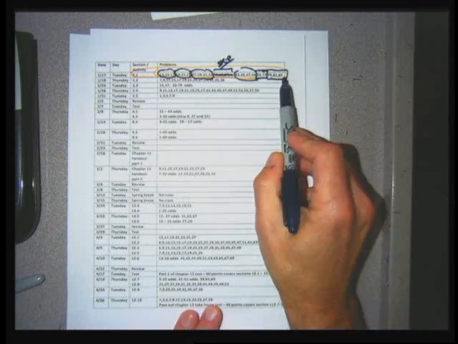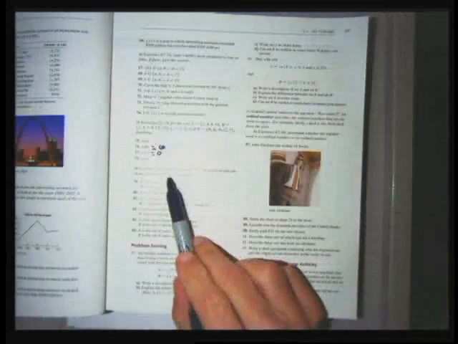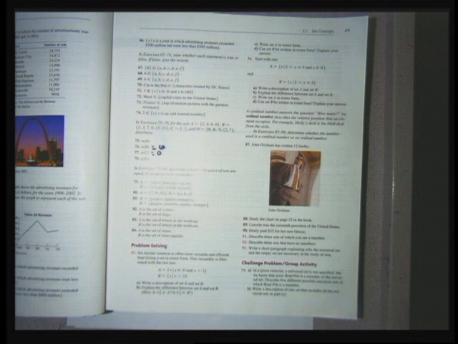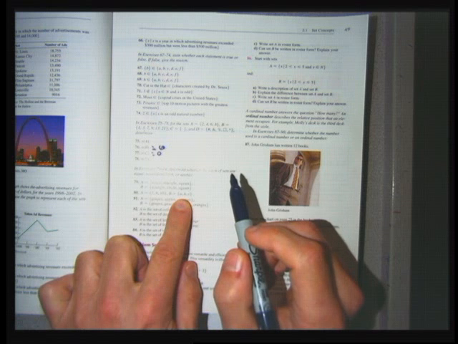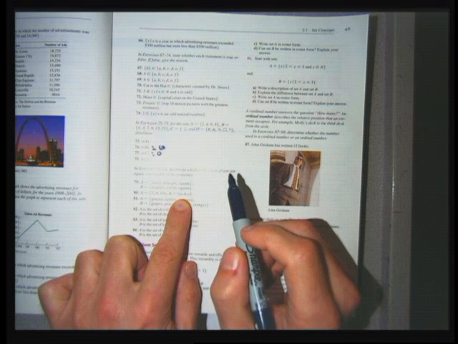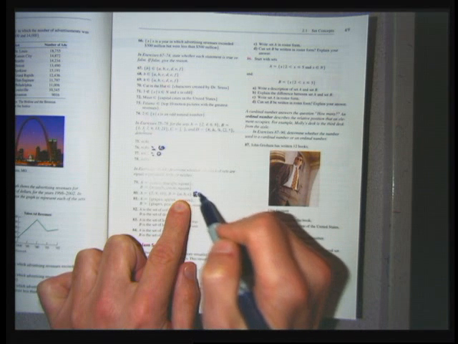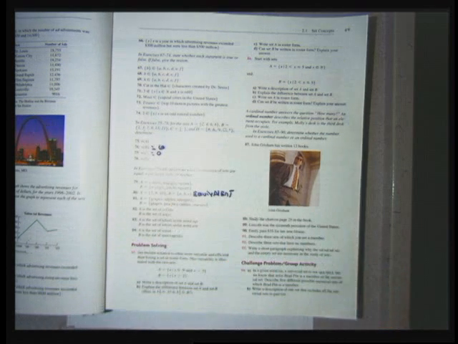So now we should be able to do problems 79, 81, and 83. And let me just do problem 80 real quickly so you can see where I'm getting at. So these problems, 79 through 84 in section 2.1, give me the same instructions. Are these sets equal, equivalent, both, or neither? If I look at problem 80, those 2 sets, A and B, aren't equal because they don't have exactly the same elements, but they are equivalent. They're equivalent because they both have 3 elements. So I'm not going to write both because they're not equal, but they are equivalent.